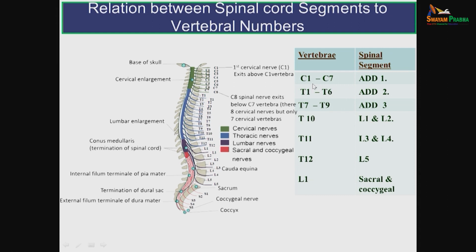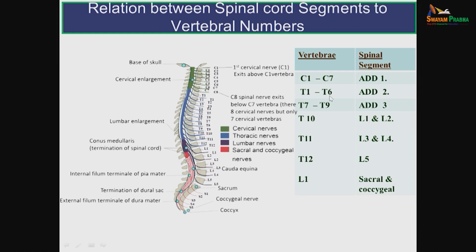In case of C1 to C7 spines, if you want to know the underlying spinal segment, you have to add 1. That is, if it is the C7 vertebra, the underlying segment will not be the C7 spinal segment. You add 1, and the underlying segment will be the C8 spinal segment. As I already mentioned, this is because of the rostral shift of the cord, which ends at the level of the lower border of the L1 vertebra.